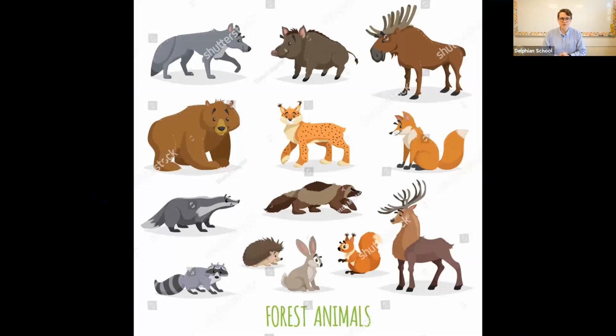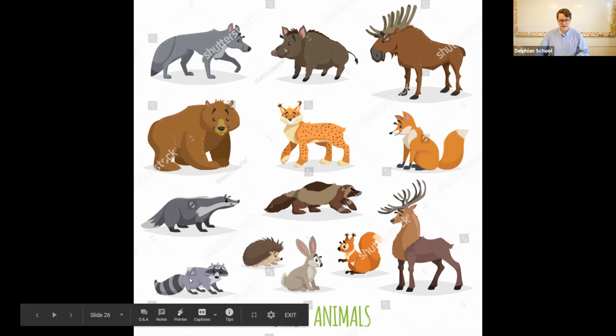Here are some animals from Europe, and these animals are very familiar to me because North America and Europe share a lot of animals, very similar species on both continents. We've got moose, and we've got a badger, a raccoon, a squirrel, a rabbit, bears.